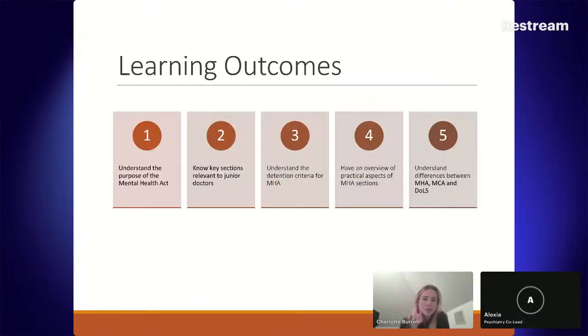So learning outcomes of today, we're going to hopefully understand a bit more about the purpose of the Mental Health Act, know about the key sections relevant to junior doctors, understand the detention criteria for the Mental Health Act, have a bit of an overview about practical aspects of the different sections, and briefly we're going to touch on the differences between the Mental Health Act, Mental Capacity Act and Deprivation of Liberty safeguards.